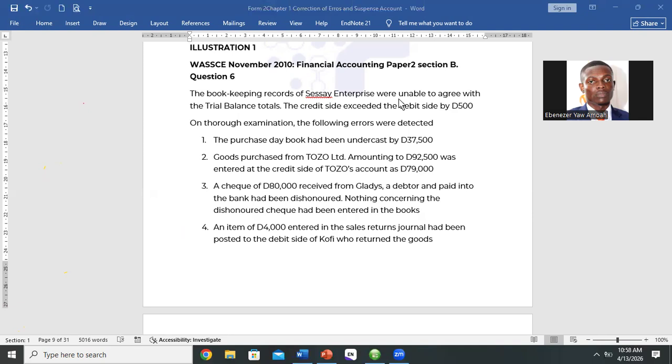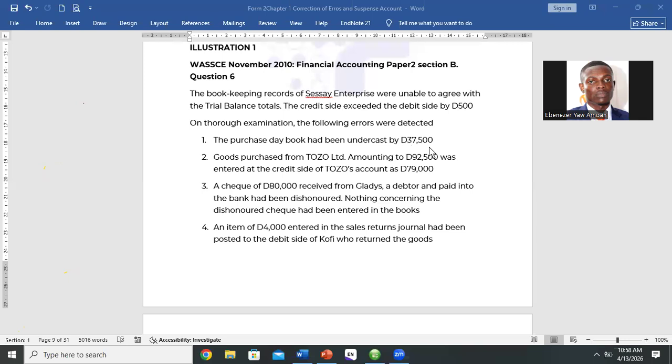Okay, so the bookkeeping records of Sesei Enterprise were unable to agree with the trial balance totals. The credit side exceeded the debit side by 500. So they are saying that the trial balance did not agree. On thorough examination, they've given the difference, right? 500, difference of 500. On thorough examination, the following errors were detected. 1. The purchase day book has been undercast by 37,500.